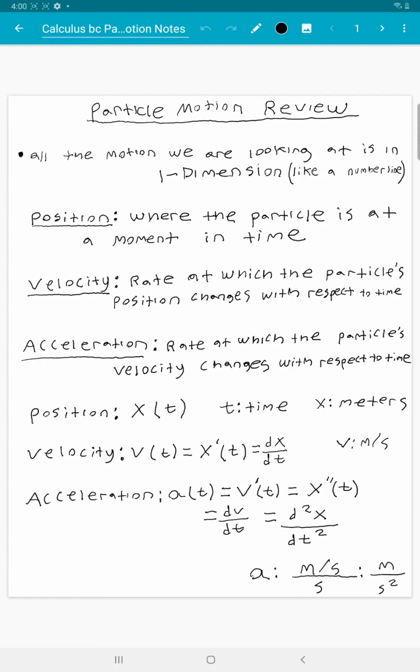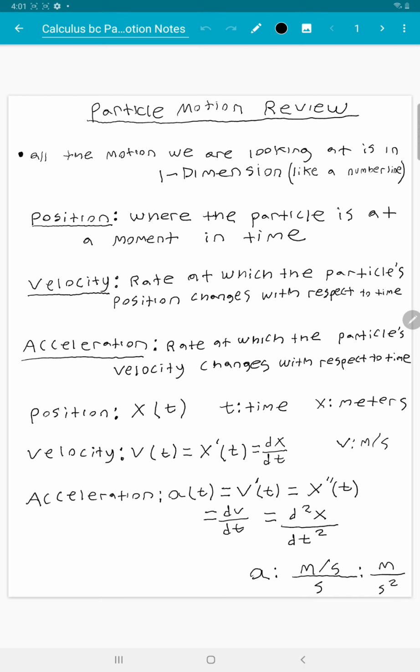In this video, I'm going to be reviewing particle motion. So let's remember that all the motion that we are looking at right now is in one dimension. So in the first semester of Calculus BC and in all of Calculus AB, we're going to be looking at motion in one dimension. And this can be seen as kind of just like a number line that we've seen a lot in our math experience.